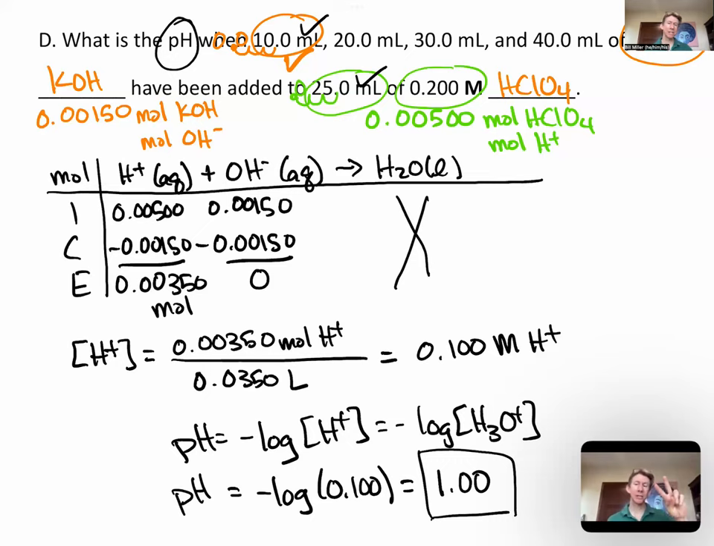pHs will always have two decimal places in everything that we do as a safe bet. I think probably I should have three sig figs here. The way that pHs go is that the sig figs are the decimal places, so 1.000 would be fine as well. But I don't look for you to do that. I look for you to always do two decimal places for pH. That's what will typically be done in the lab as well. Most pH sensors read to two decimal places, and most K values have two decimal places or two sig figs. So it just tends to work better that way.